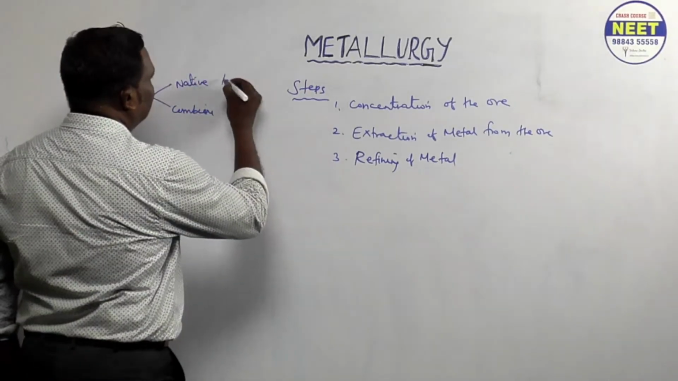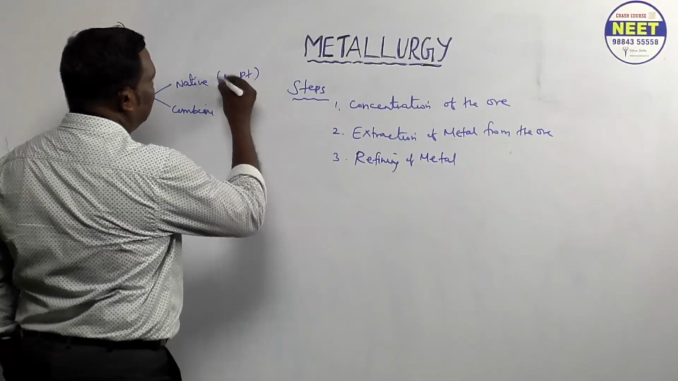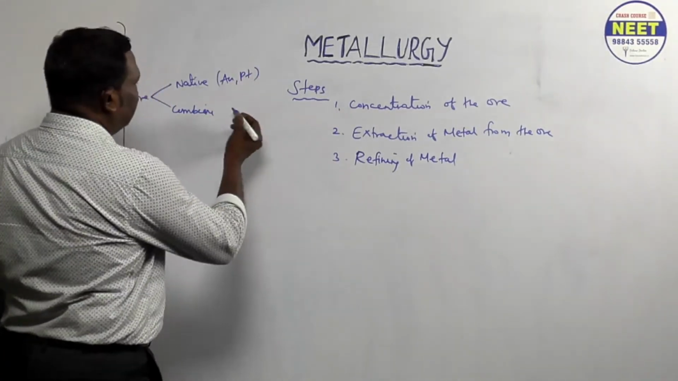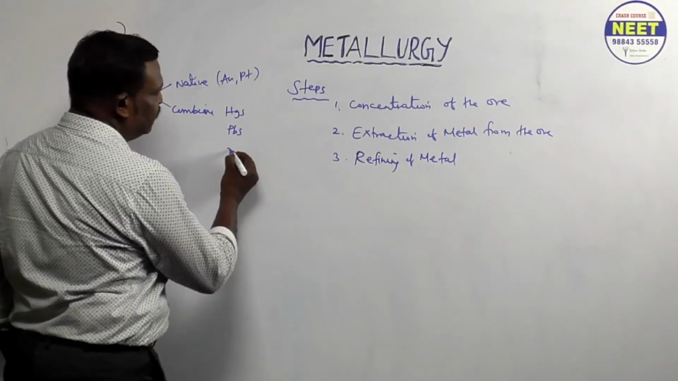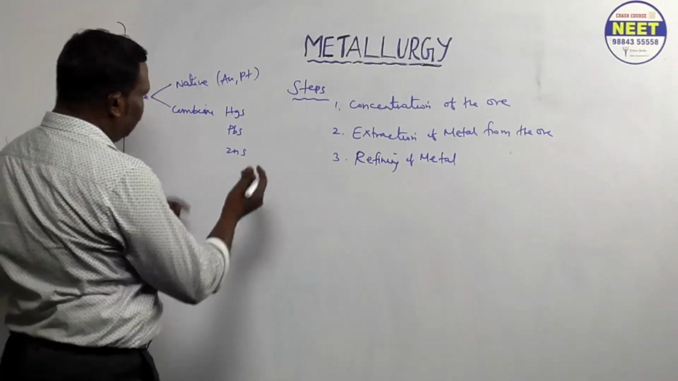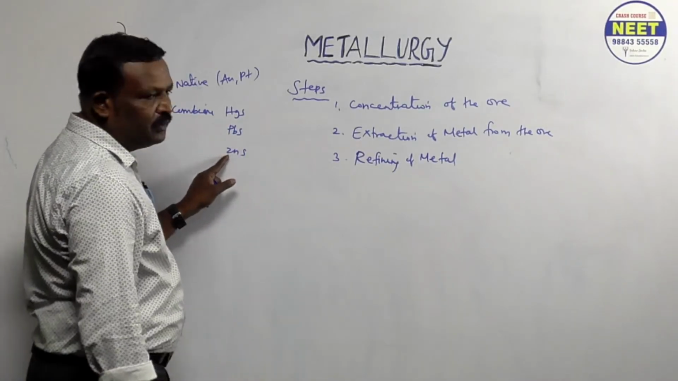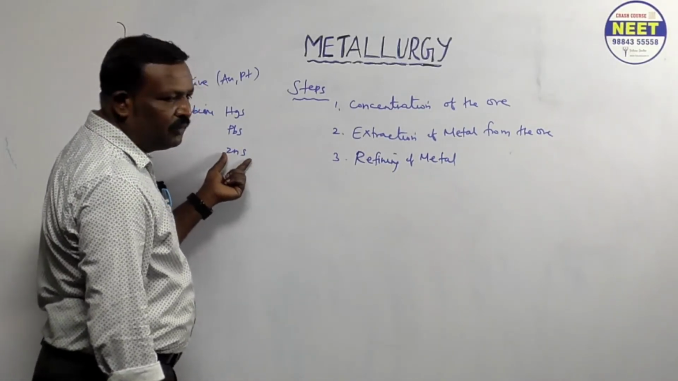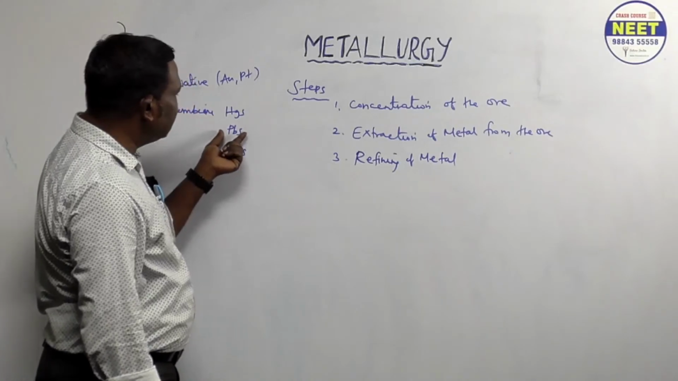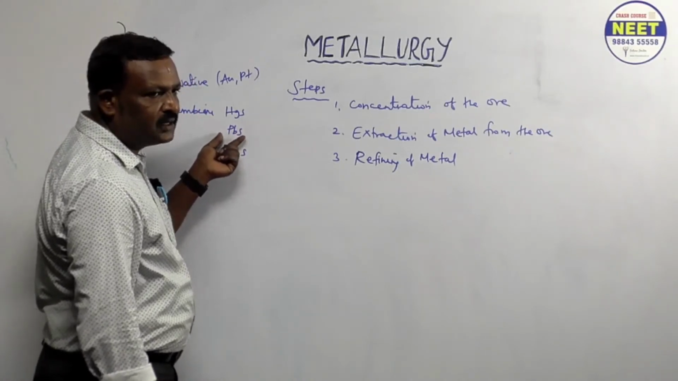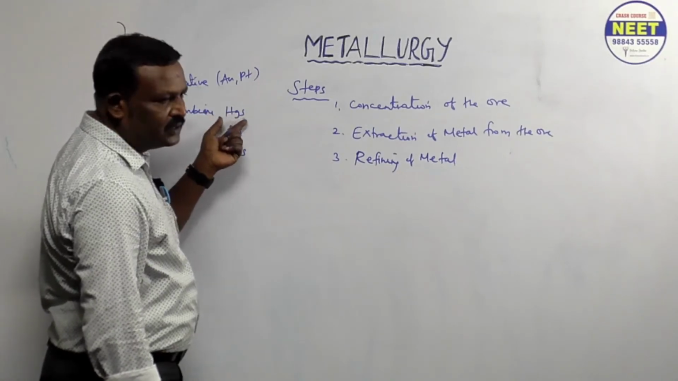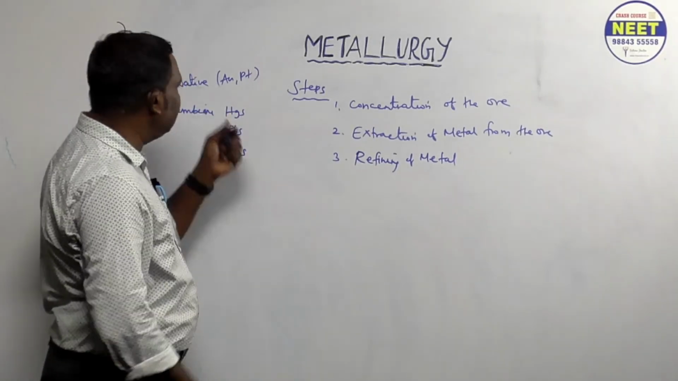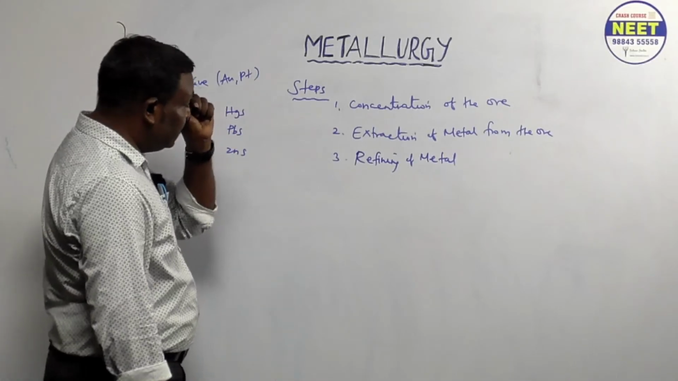Native means only the metal and sand particles will be there. Suppose gold, platinum, these are all native ore. Combined means HgS, PbS, zinc blende. If you want to extract zinc, it is in the form of zinc sulfide. If you want to extract lead, it is in the form of lead sulfide. If you want to extract mercury, it is in the form of HgS. So it's called combined state and native state.